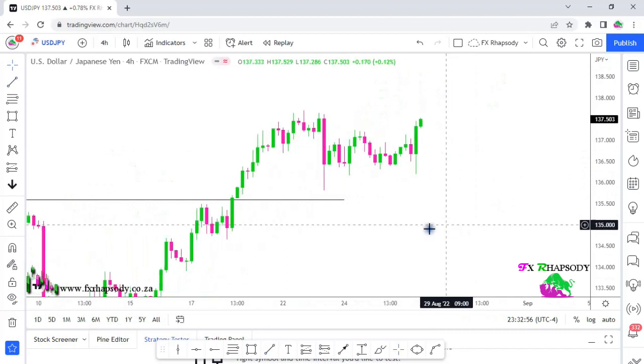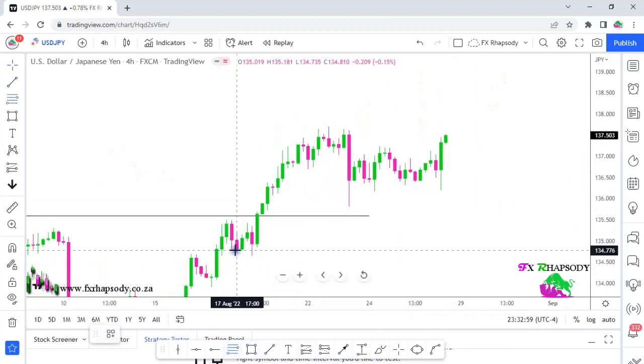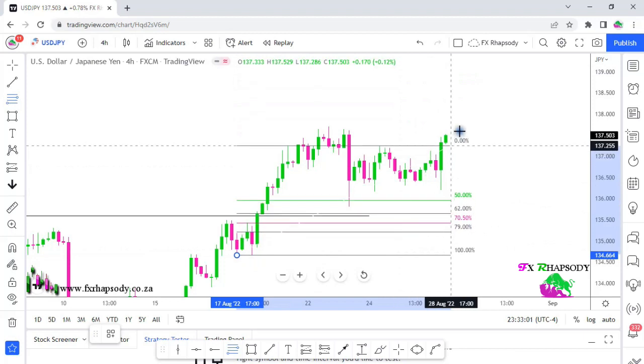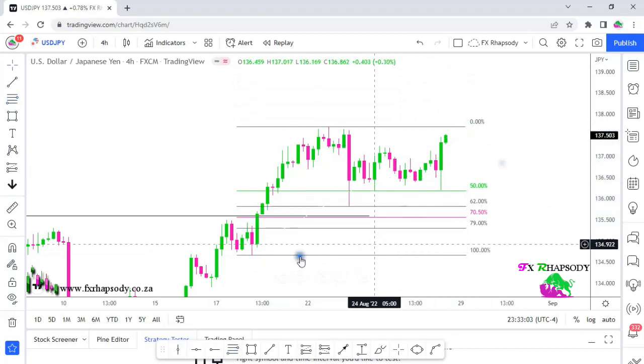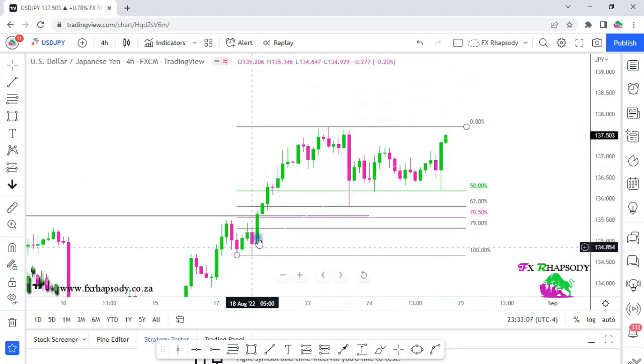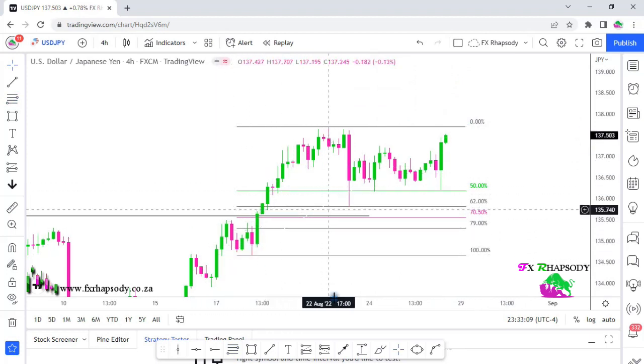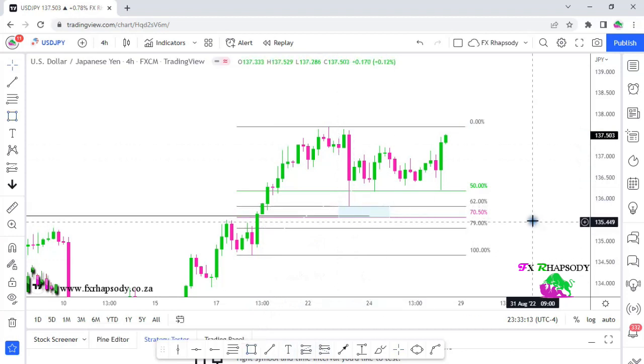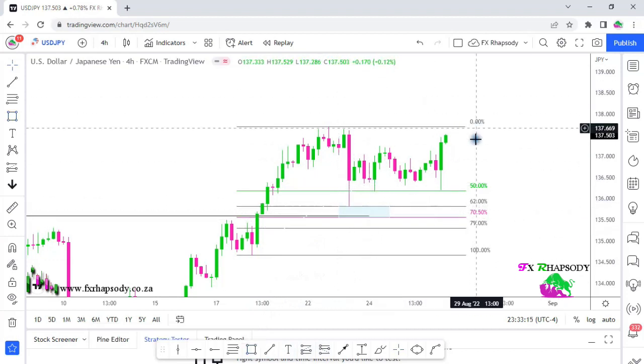So you could have caught a nice little entry, taking your Fibonacci from that swing low to that swing high. The swing low over here is where price broke that structure, and as we can see, price retraced to that 62%. It basically touched it, and then it started moving upwards.